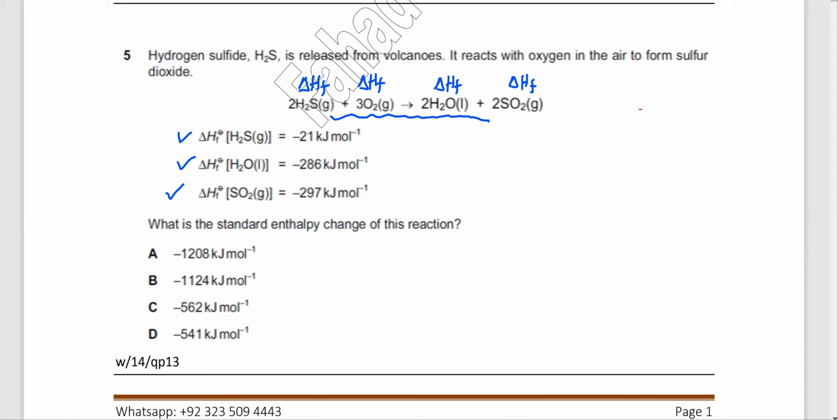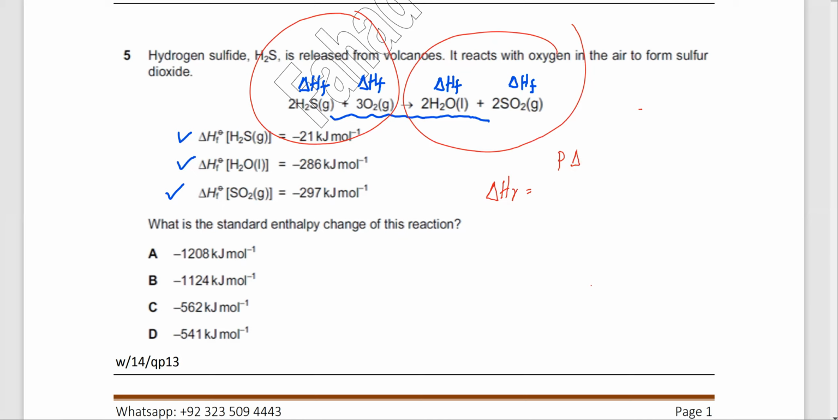What you need to do is apply the formula products minus reactants. So the enthalpy of this particular reaction, the one that's underlined over here, is going to be the enthalpy of formation of the products, so products delta HF. We're going to write the products first. So 2H2O, that's going to be products minus reactants, two water molecules. So it's going to be minus 286 times 2 because I have two water molecules, and 2SO2. So that's minus 297 times 2.